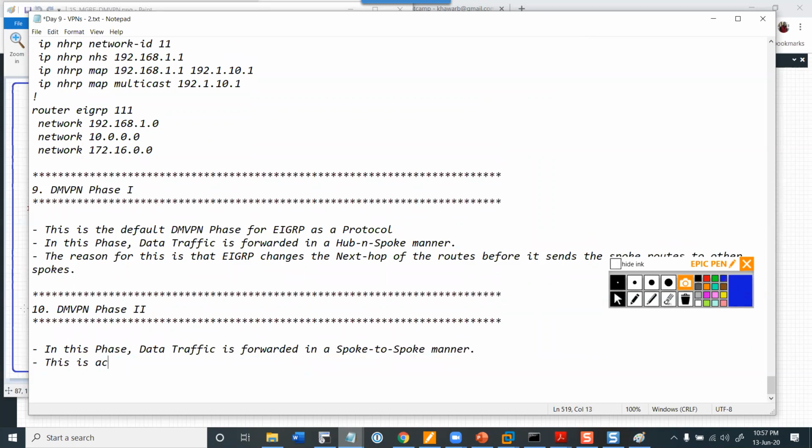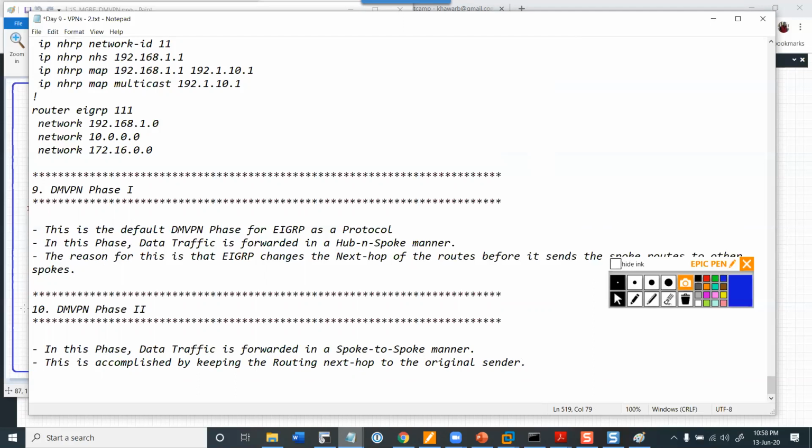This is accomplished by changing the routing next hop, or not changing it, by keeping the routing next hop to the original sender.